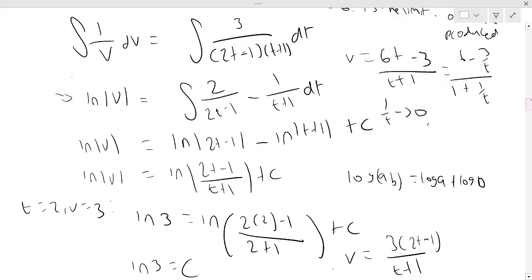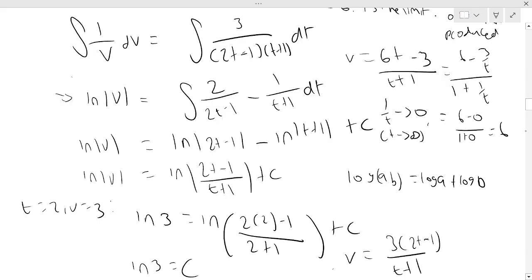When you recognise that t goes to infinity, that means 1 over t goes to 0, and then we can substitute that in to say that's going to be 6 minus 0 over 1 plus 0, which is 6. And that is your limit, okay?